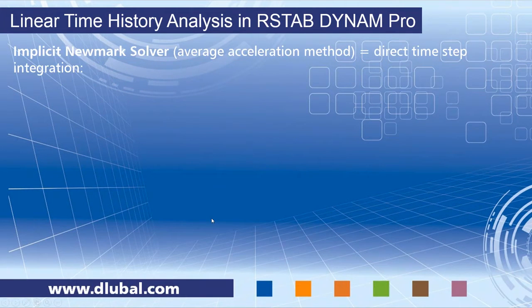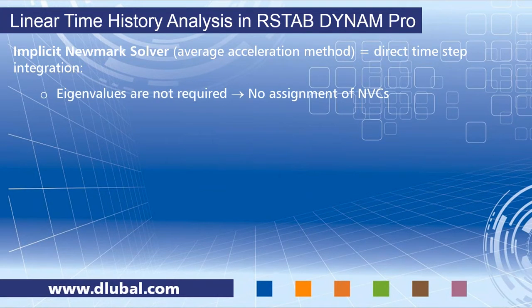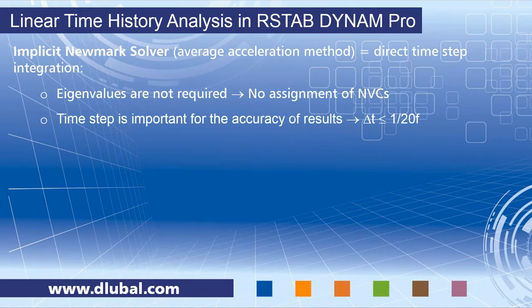The second solver we offer is the implicit Newmark solver. This is a direct time step integration. So here you do not need any eigenvalues. You do not have to assign natural vibration cases. Instead, you have to ensure a quite small time step. The time step is important for the accuracy of the results. And there is a recommendation that you find in the literature. It's provided here as a formula, 1/(20f), f being the frequency. And here you need to consider the natural frequencies of your structure and also the frequency of your excitation. Both are important here.